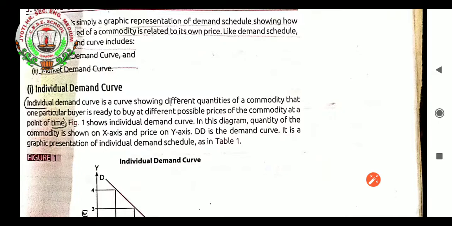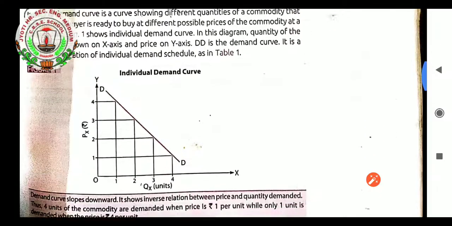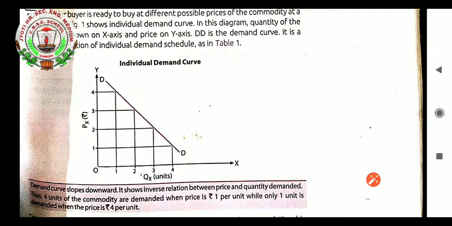In this diagram, quantity of the commodity is shown on the x-axis and price on the y-axis. DD is the demand curve. It is a graphical presentation of the individual demand schedule as in table number 1. You can see there, so I think the meaning is clear. If not, then once again I repeat: it is a graphical presentation of different quantities of a commodity purchased by a single buyer related to the price of the commodity. That is known as the individual demand curve.